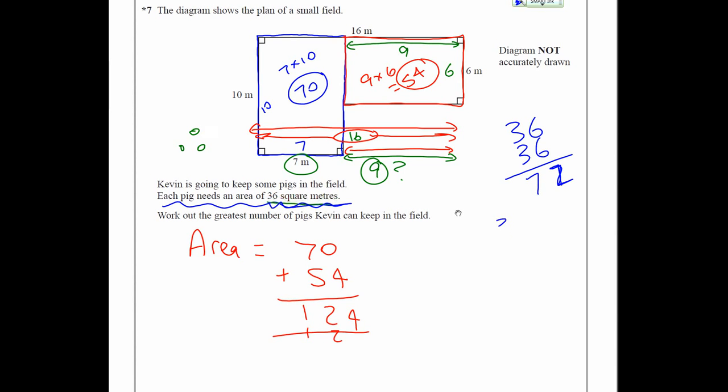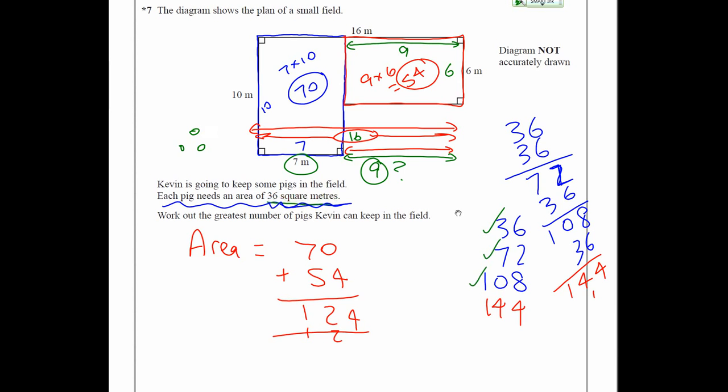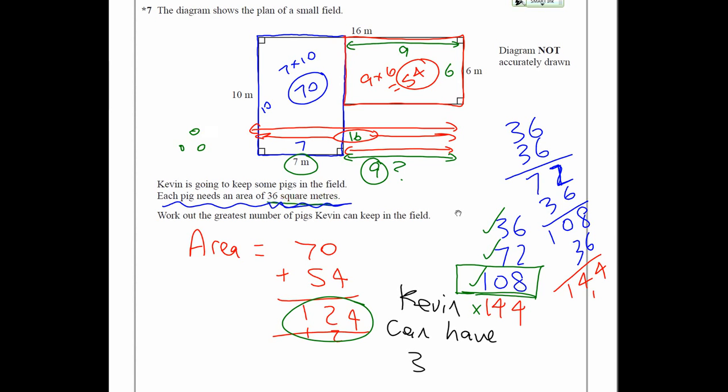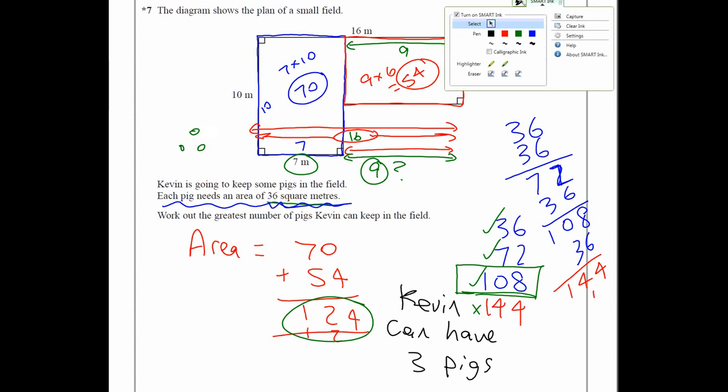So that's 2 pigs, 36, 72. Add another 36 on to give you how many 3 pigs would need. So it's going to be 108. Add another 36 to see if you can add another pig on. If you add these two, you're going to get too much, 144. So you're in the red then. Yes, we can fit 1, we can fit 2, we can fit 3. We cannot fit 4. We only have 124. Now I know you're wasting a bit of space, but sometimes that happens in life. So the answer is Kevin can only have 3 pigs. I guess it's better than none, but it's hardly a massive achievement. 3 pigs, is it? Hardly going to be farmer of the year.